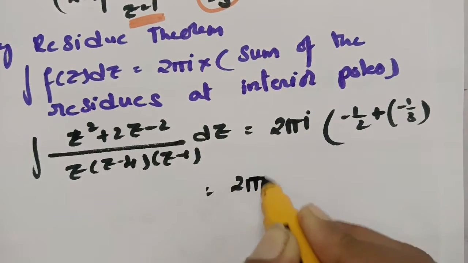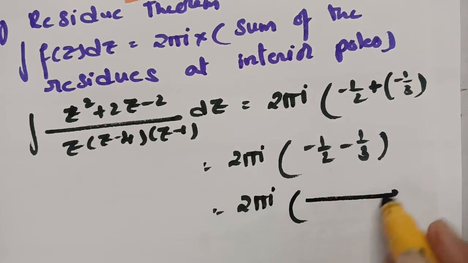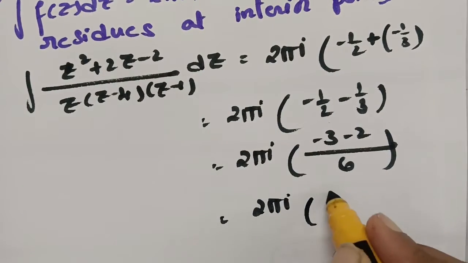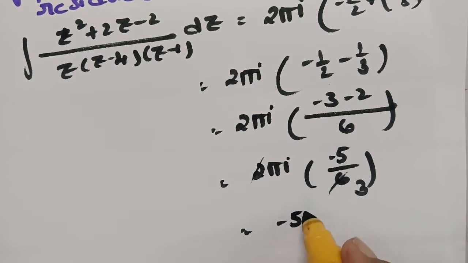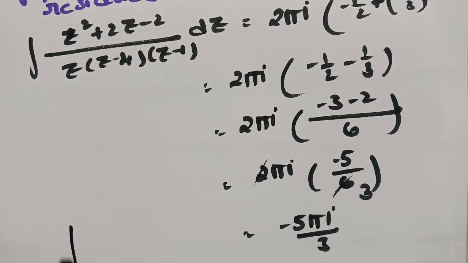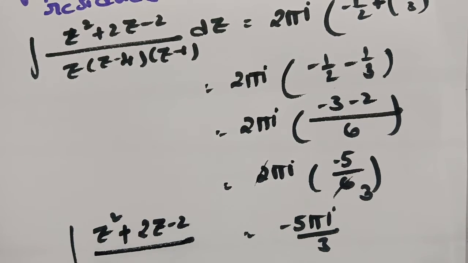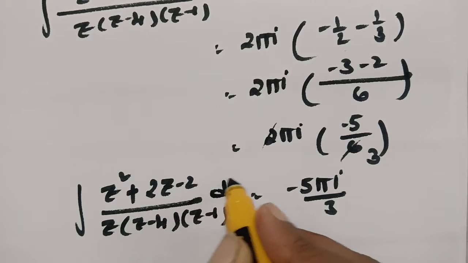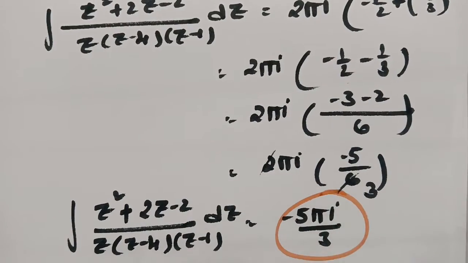And the next value is minus 1 by 3. Therefore, this will be 2 pi i times of minus half minus 1 by 3. If I take 6 as LCM, this is minus 3 minus 2, so this is 2 pi i times of minus 5 by 6. If I cancel, this will be minus 5 pi i by 3. So this is our integral value, the integral of (z squared plus 2z minus 2) by z into (z minus 4) into (z minus 1) dz. So this is how we have to solve, and let me explain once again.